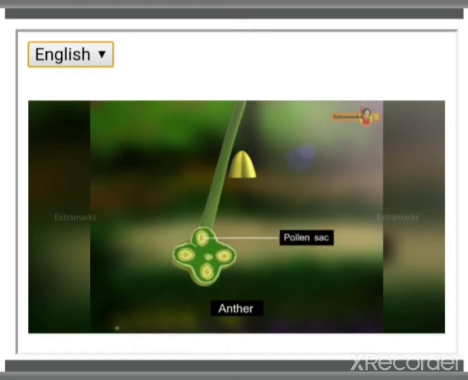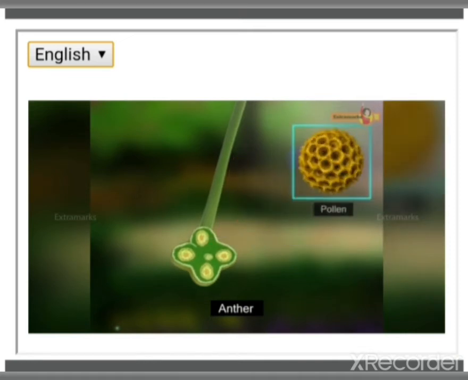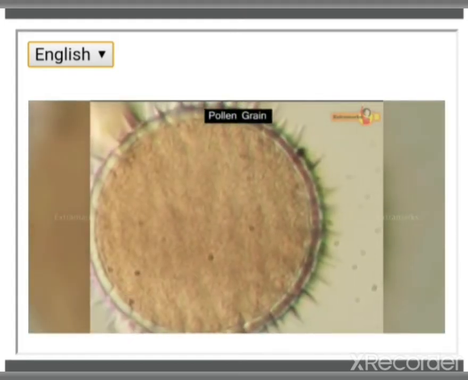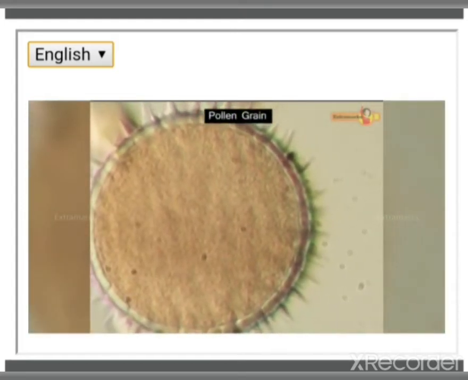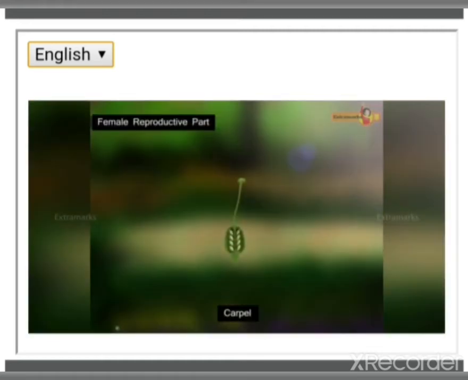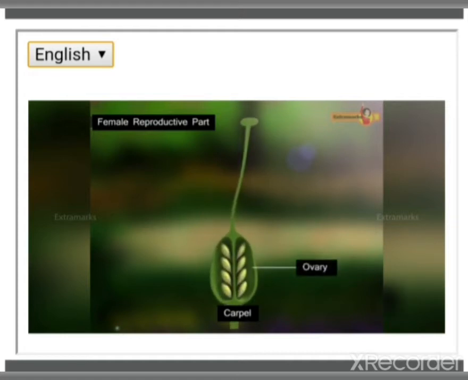Each pollen sac contains numerous pollens. When the mature anther dehisces, pollen grains are released from it. The mature pollen grain is a double cell wall structure composed of outer exine and inner intine. The female reproductive part of the plant, or carpel, is divided into three parts: ovary, style, and stigma.